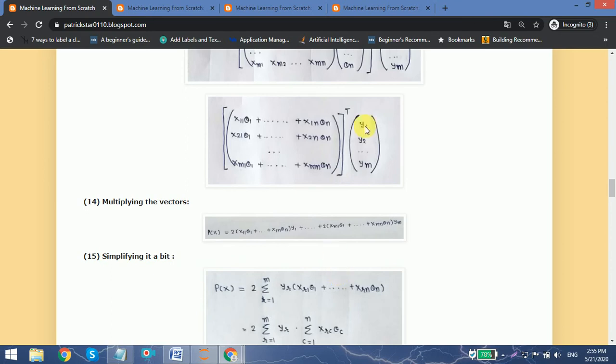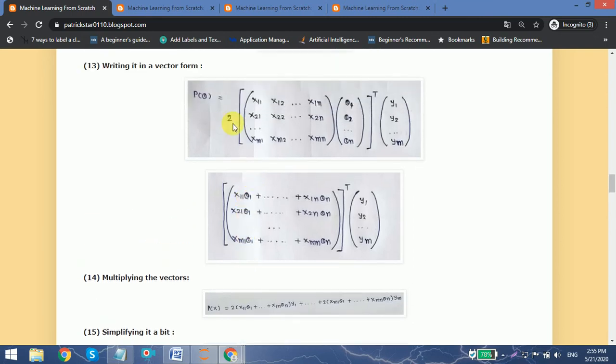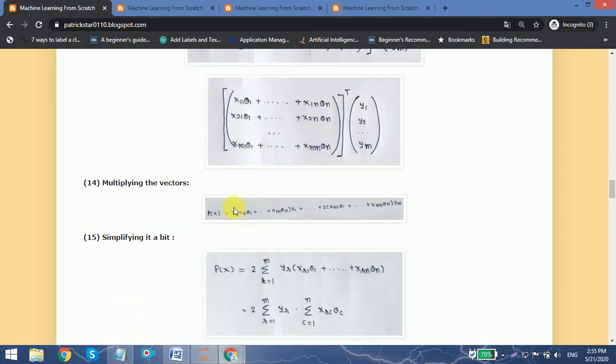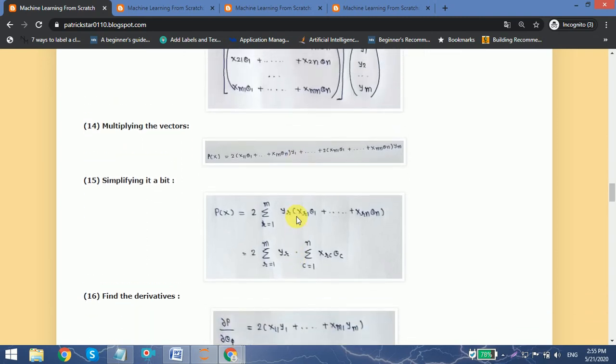Okay, so now what we are going to do is transpose this matrix and multiply it with our y vector. So you can see here, here was 2, so I've written 2 here, and this is x11 theta 1 plus up to plus x1n theta n into y1. So this is the first row into the first column. Okay, so I think this is easy to understand.